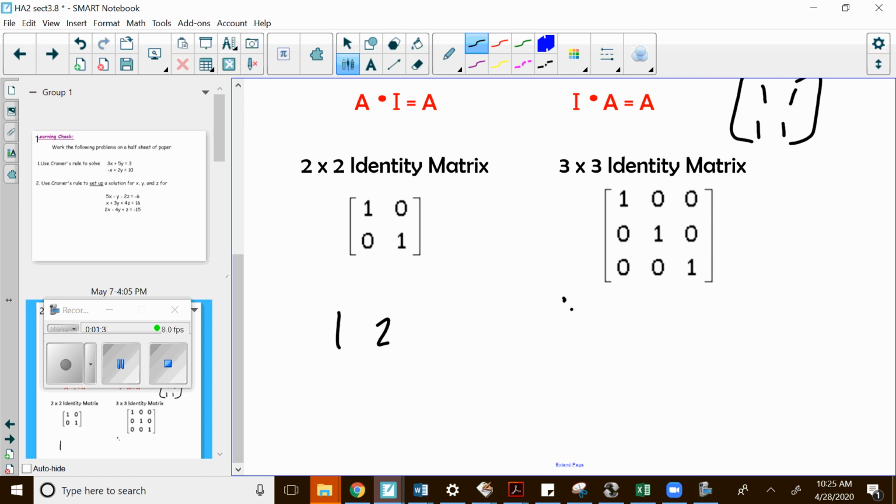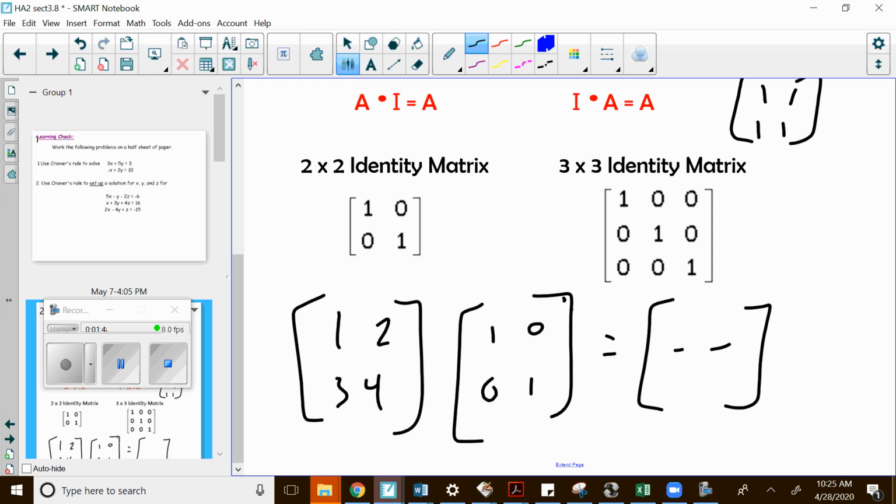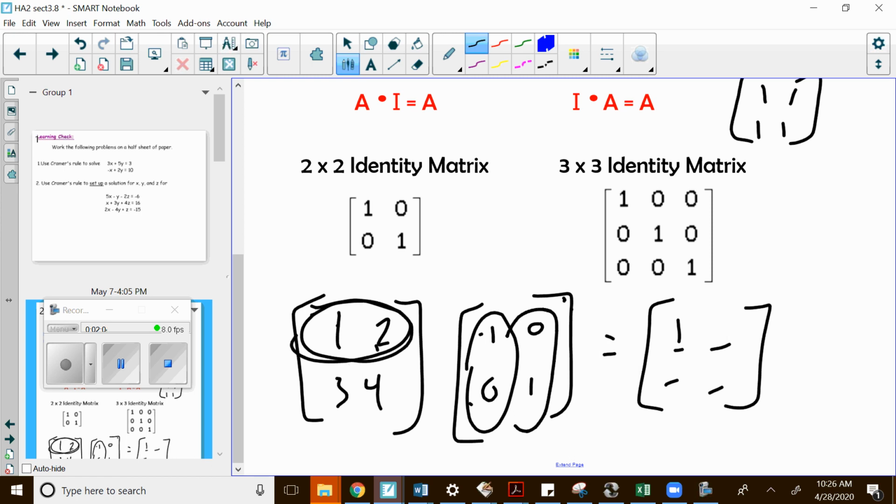If we have 1 2 3 4 and we multiply it by 1 0 0 1, this is a 2 by 2 times a 2 by 2, so the result is another 2 by 2. To get the top left element, we'd combine the top row with the left column, and it would be 1 times 1 plus 2 times 0, which is just 1. The top right element would be the top row and the right column, which would be 1 times 0 plus 2 times 1, which is 2.